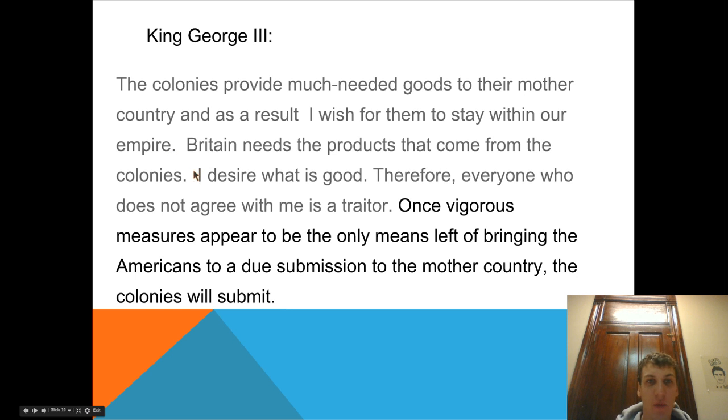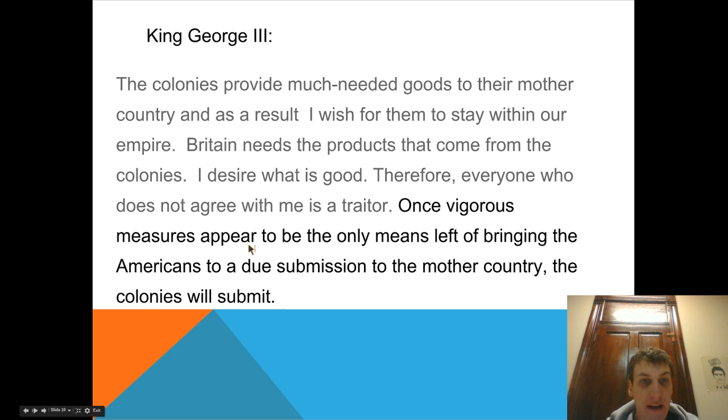And then let's look at what he's saying afterwards. He says, "I desire what is good. Therefore, everyone who does not agree with me is a traitor." If everyone who doesn't agree with him is a traitor, what kind of person is this guy? Is he going to listen to people talking to him? No, he's not. He's saying, you have to listen to me. My word is law. Anything else you do is wrong. So this is clearly going to be a conflict because the Americans want something different than what he wants.